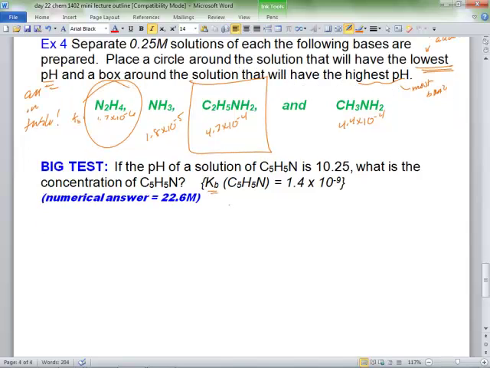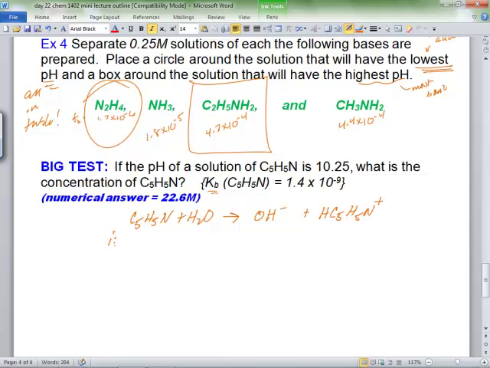So my KB reaction would be, Glorianne, how did you write the KB reaction? I wrote C5H5N plus H2O. And then on the product side, OH minus plus HC5H5N. Yeah. Well, technically with a plus, but okay, good, very good.